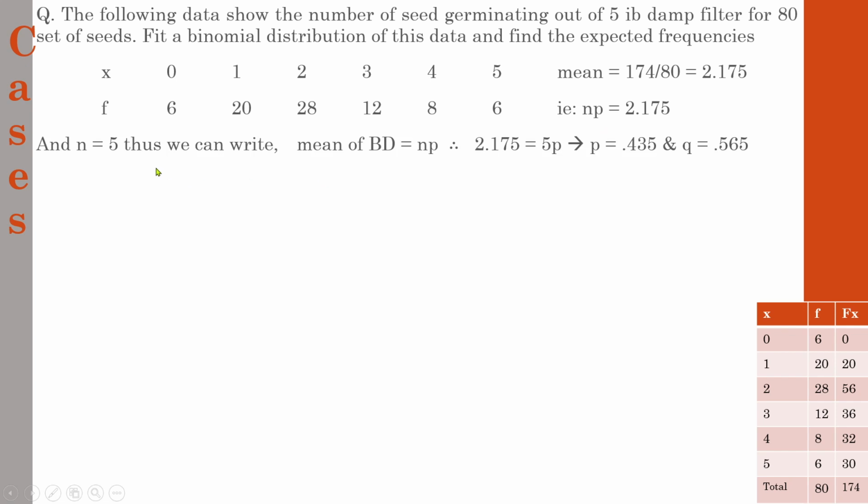Let us substitute the value of n in the binomial distribution equation of NP. So NP equal to 2.175, so 2.175 equals 5P, and P equals 0.435. And if you know the value of P, you can easily find the value of Q. I hope you know that concept. So now we have P, Q, N and also the mean, so now we can easily find the expected frequencies of each of these values.